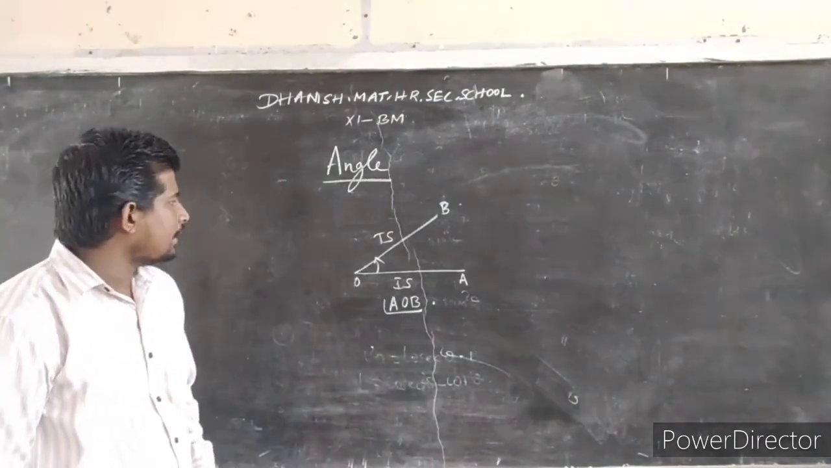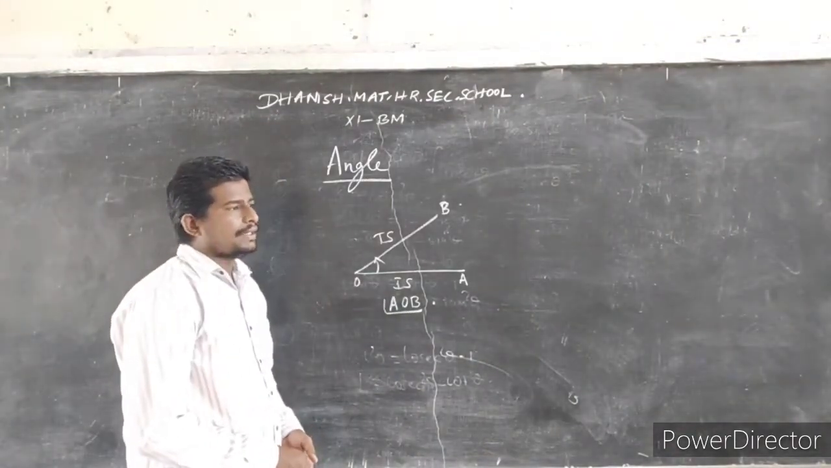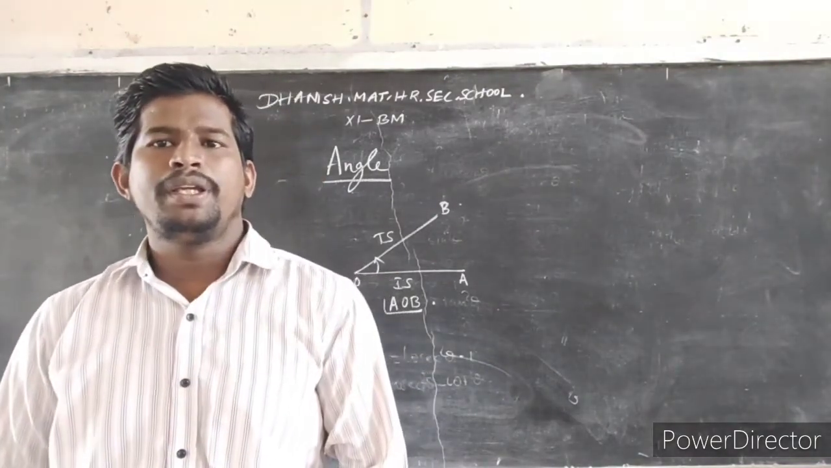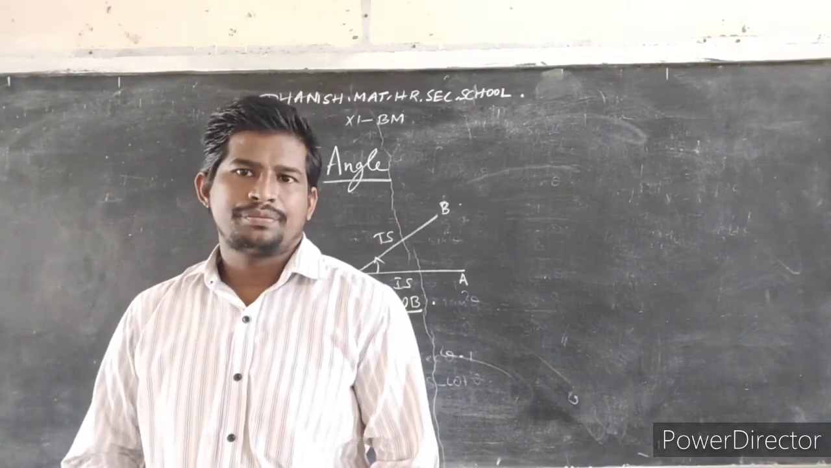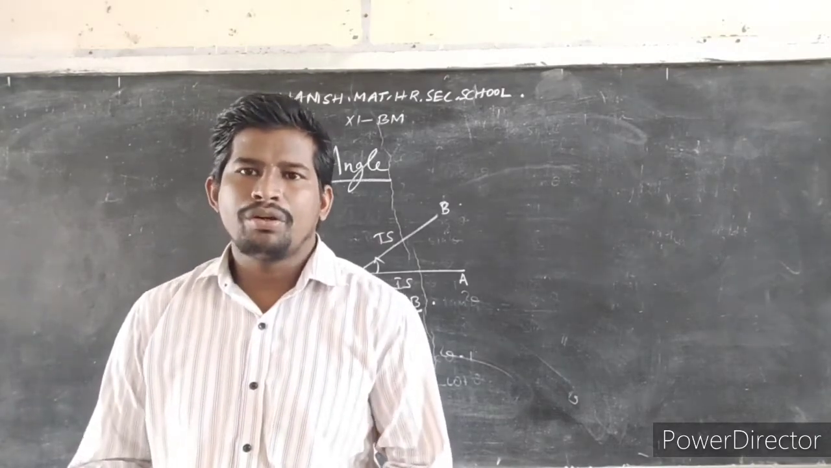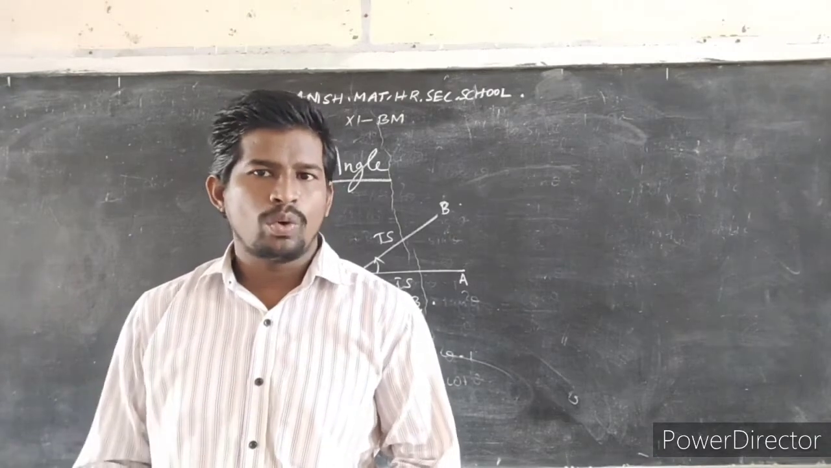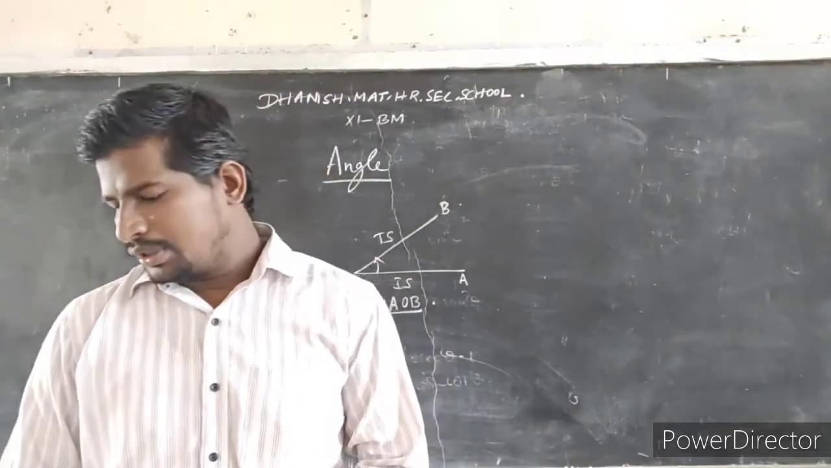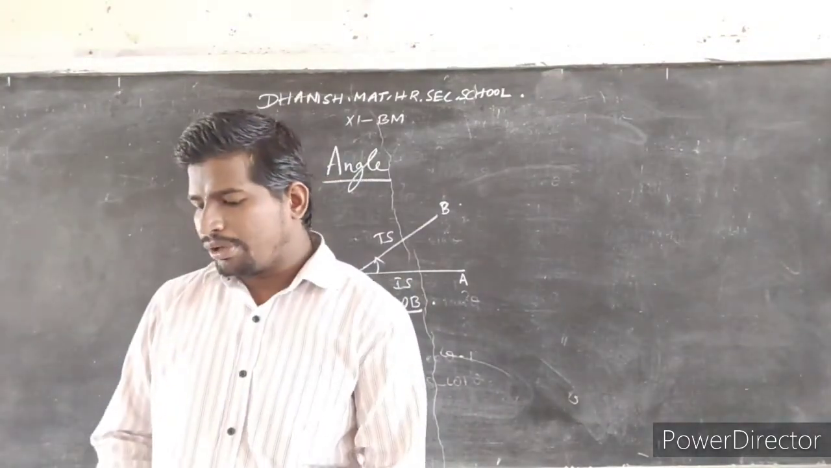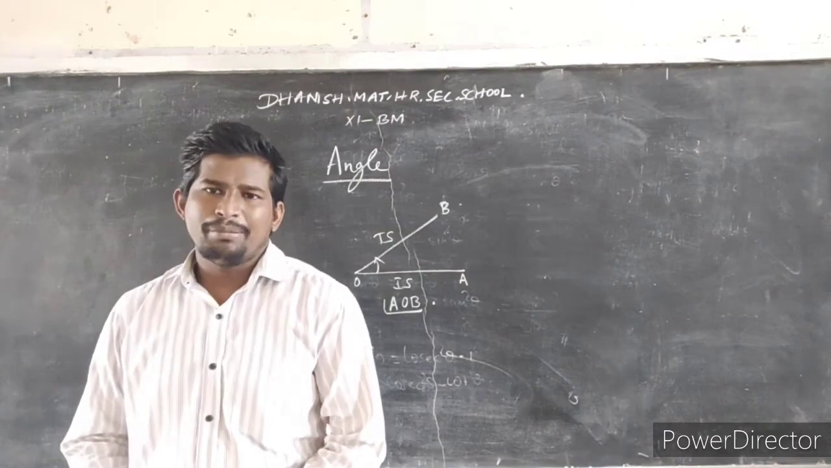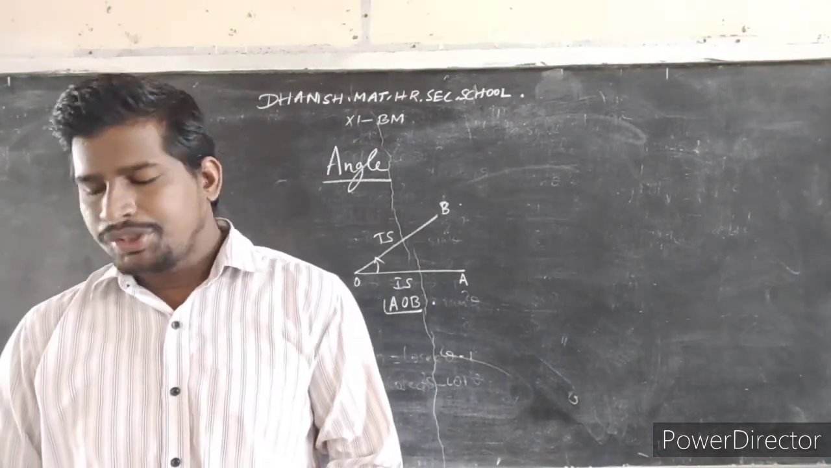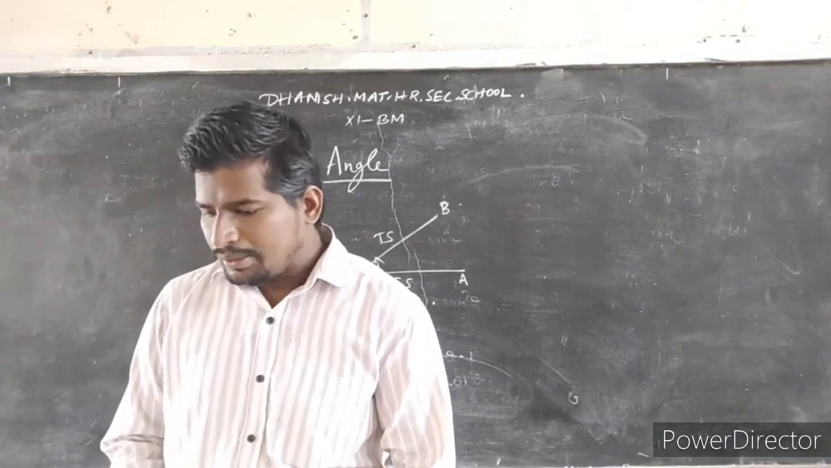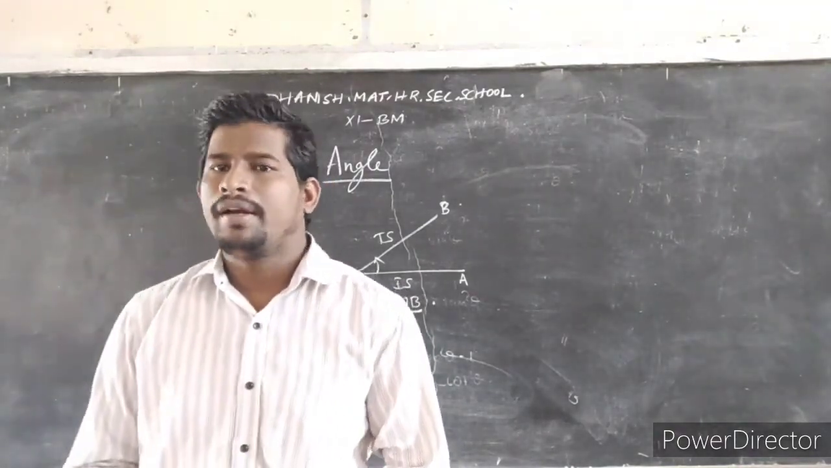If the direction of rotation is anti-clockwise, then the angle is said to be positive. If the direction of rotation is clockwise, then the angle is said to be negative. The angle can be measured in two ways which are mostly used. First one is degree measure, then the second one is radian measure.